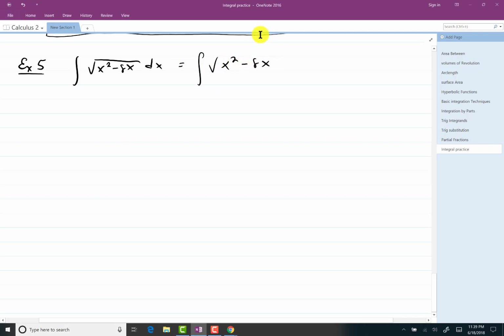Remember, the game is to take half of the -8, that'll be -4, square it, so I'll get positive 16, but then I'll subtract off 16 so that I don't change the problem. And so I end up with the first 3 pieces are x minus 4 squared minus 16.